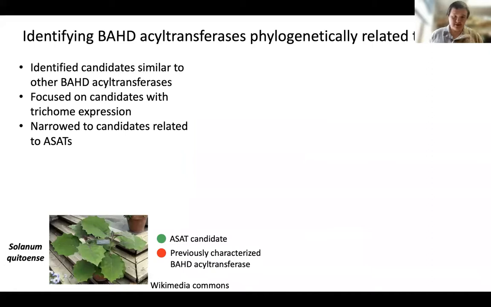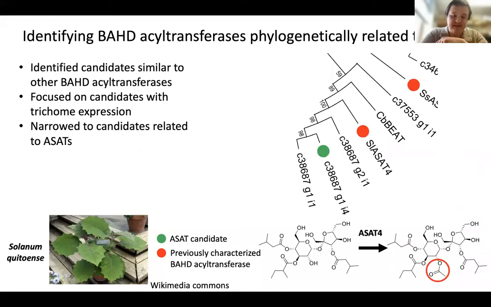I dug into his RNA sequencing data, and we tried to identify proteins that match previous BAHD enzymes, including similar protein size and motifs, both in terms of having the correct ones and the orientation of those motifs. We then restricted candidates to those that were expressed in the trichomes, which would make sense for acyl sugar biosynthesis, and then performed phylogenetic analysis and focused on candidates that were closely related to existing acyl sugar enzymes in other species. One of the enzymes I'm going to talk about was related to ASAT4 from tomato.